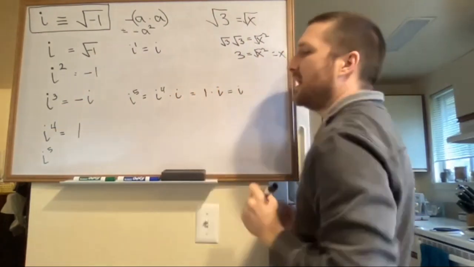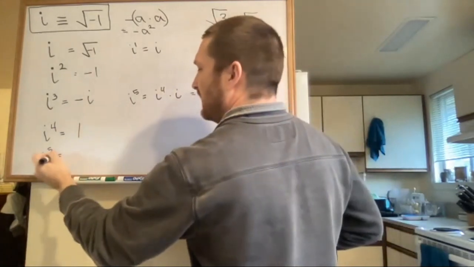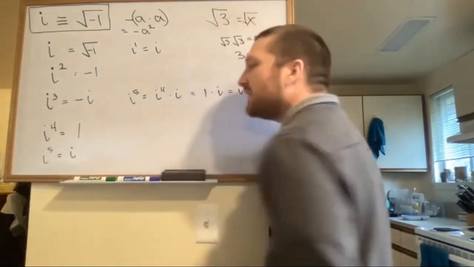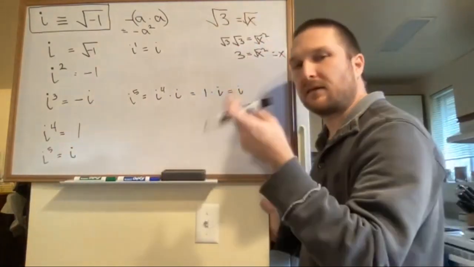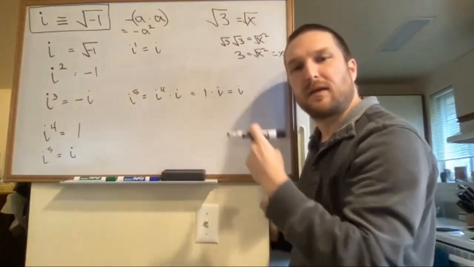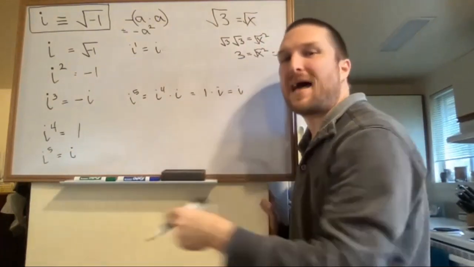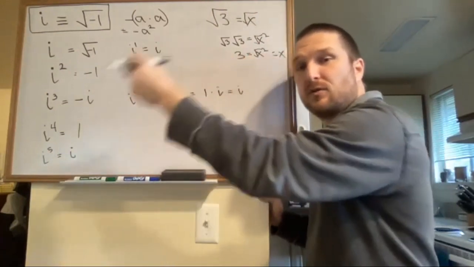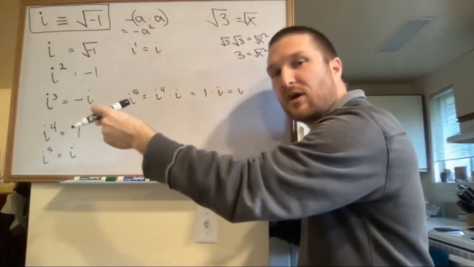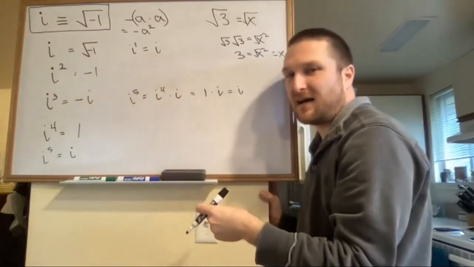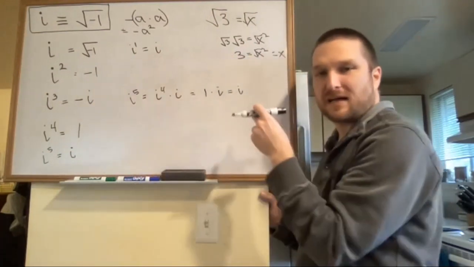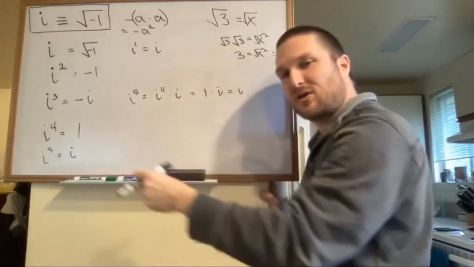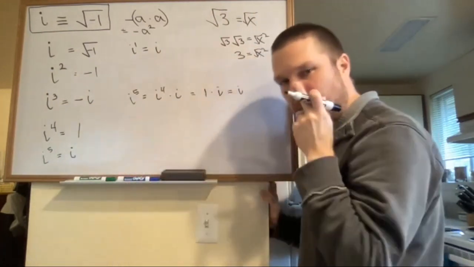This is just i. And so this is probably the first time you've seen an operation that's cyclic. It keeps coming back around. When you start at 1, you're at i. You go to 2, it bounces to negative 1. You go to 3, it bounces to negative i. And then at 4, it comes back to 1. And then it just keeps going around and around like that.